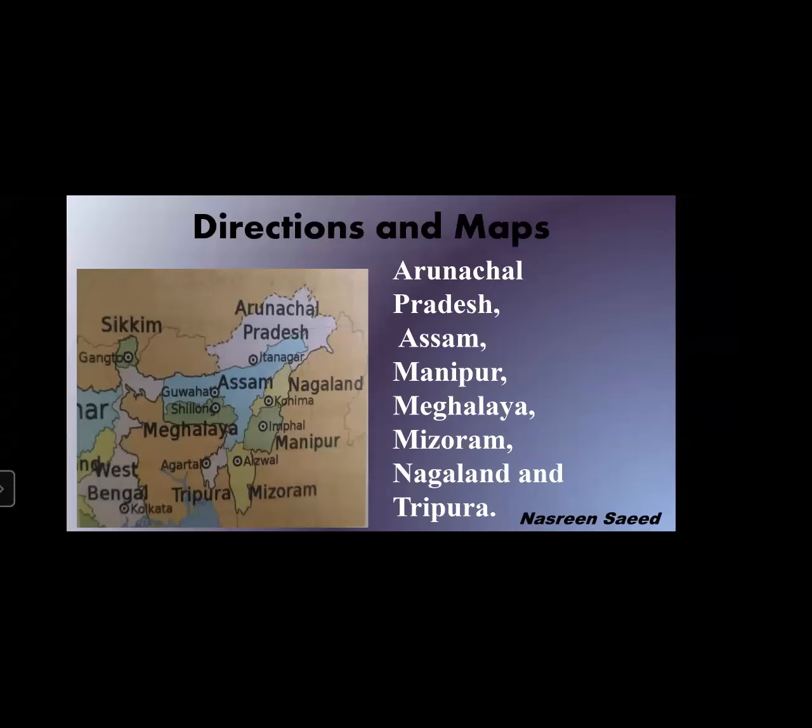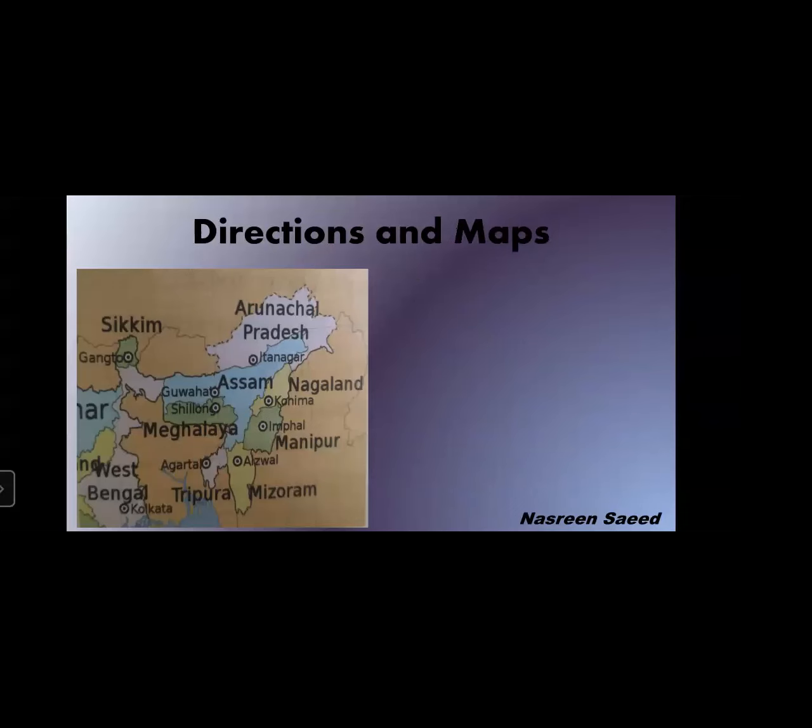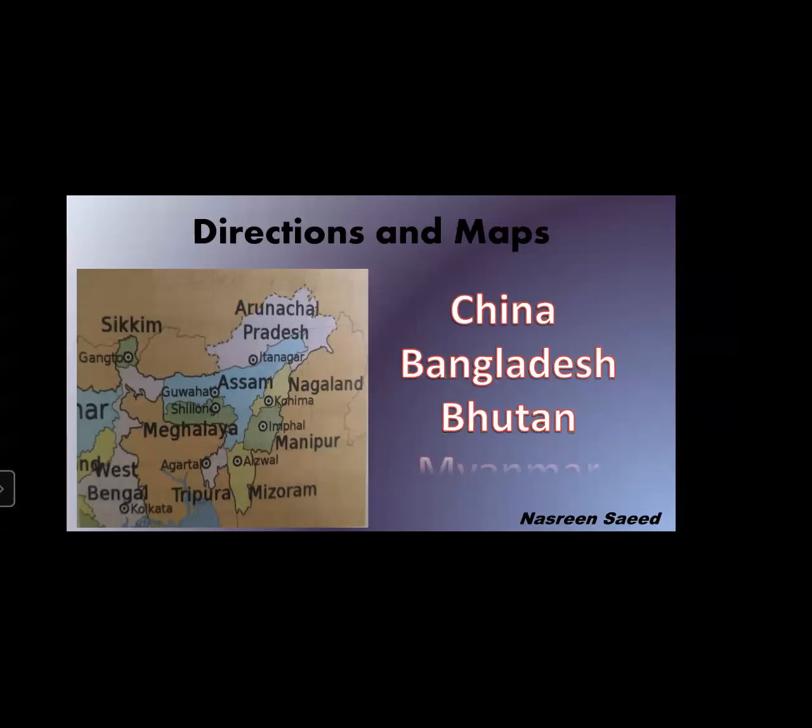Now what is the question based on? Let us see. The 7 sisters are surrounded by 4 different countries. Find and enlist them. The 4 different countries are China, Bangladesh, Bhutan and Myanmar. So these states are surrounded by China, Bangladesh, Bhutan and Myanmar.